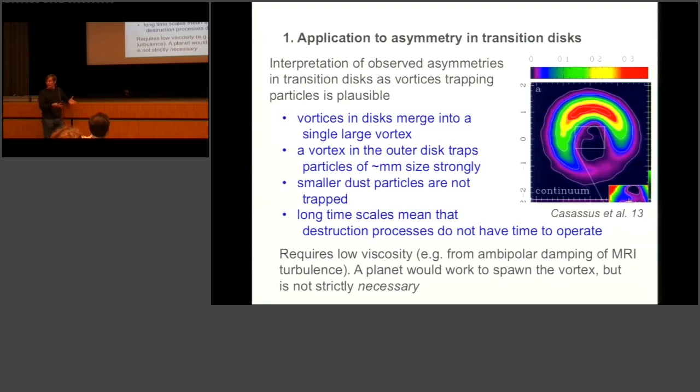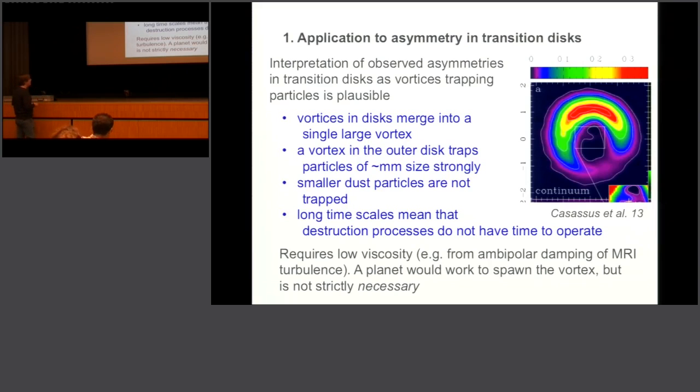Indeed, if you just look at the data, it's perhaps the obvious explanation that occurs to you when you see it. Okay? And the reason that this is plausible is that it does reflect the basic physical understanding we've had of vortices for a long time, predating these observations. In particular, if we have vortices in disks produced by whatever mechanism, their natural tendency is to merge into a single large vortex. So the fact that what is seen is basically a left-right or up-down asymmetry in the disk, all the particles on one side and none on the other, is really quite consistent with having this very large-scale vortical asymmetry.